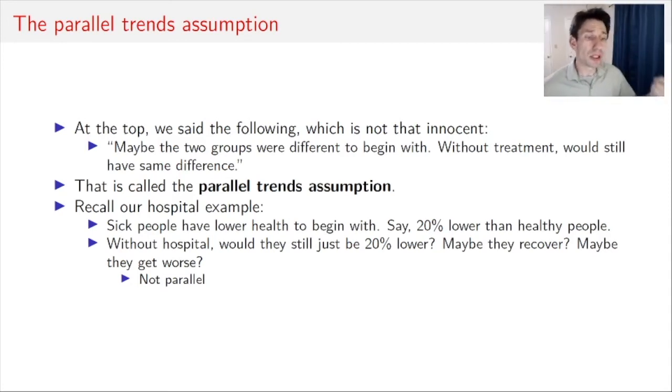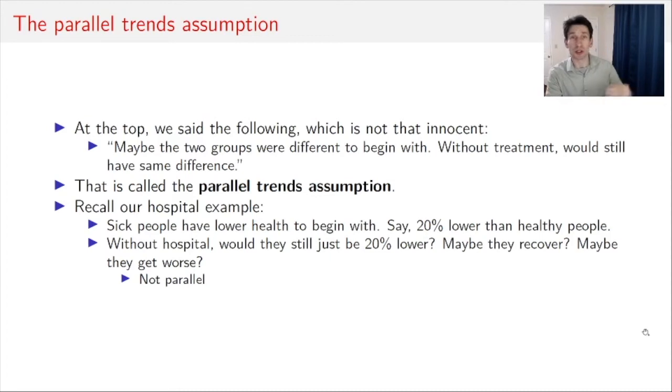So remember our hospital example, and we'll see why this assumption is a little problematic. So sick people have lower health to begin with. Okay, that's our orange difference. That's our before delta. Let's say it's 20%. Sick people, let's say, have 20% lower health on average than healthy people on this health score. So without going to the hospital, would that difference stay at 20%? Or would these sick people recover? Or maybe they would get worse. But the assumption that this difference between the sick people and the healthy people would remain the same if the sick people didn't go to the hospital doesn't really hold.